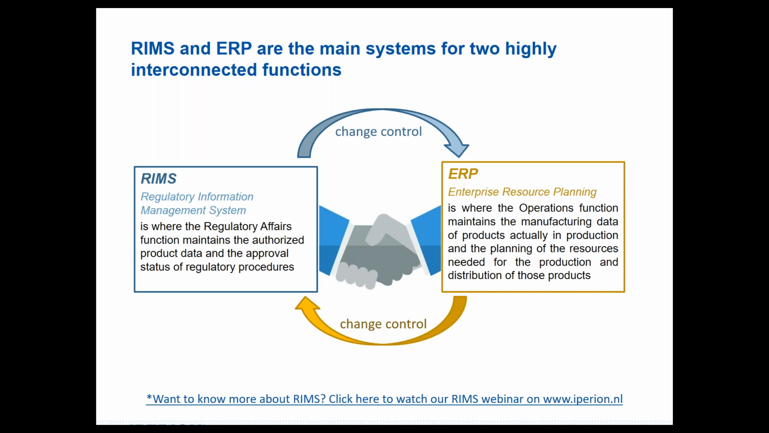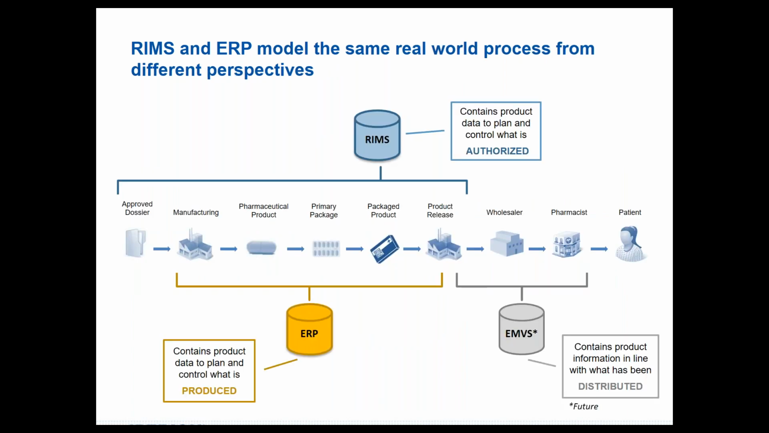Let's look at this process chain in a little bit more detail in the next slide. We realize that we're starting here with an approved dossier, so we're not diving into the details of the development process. The approved dossier is made available. It is, of course, used within manufacturing to make sure the product is made according to the specifications that we have agreed, and that leads to a pharmaceutical product.